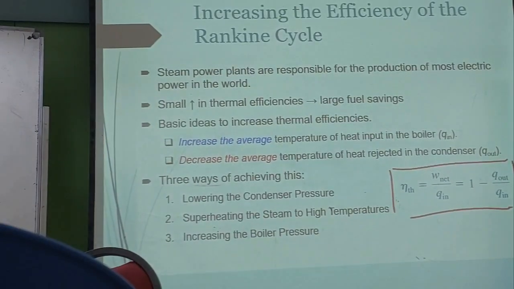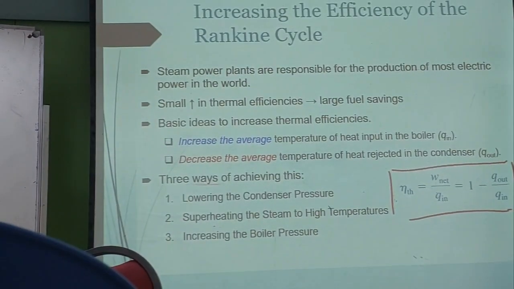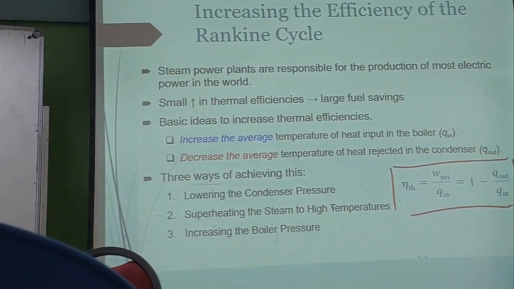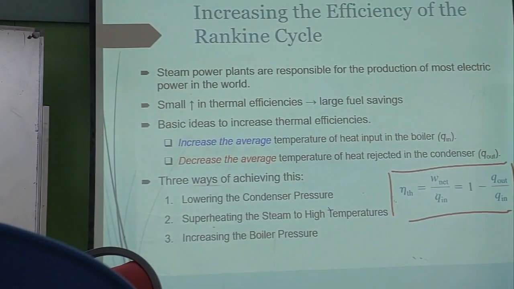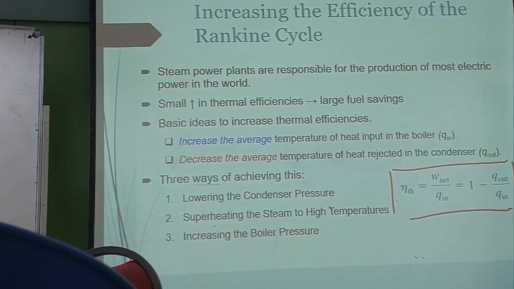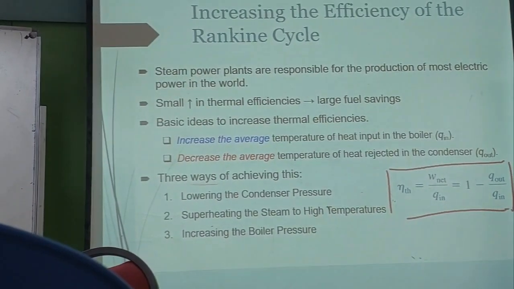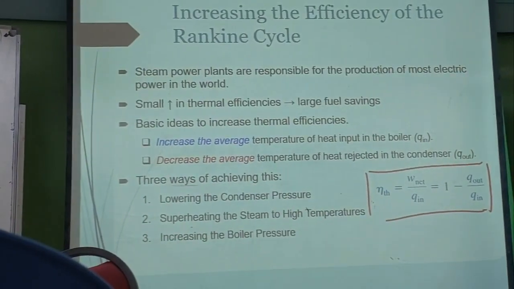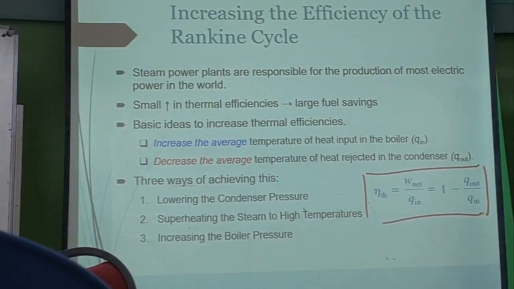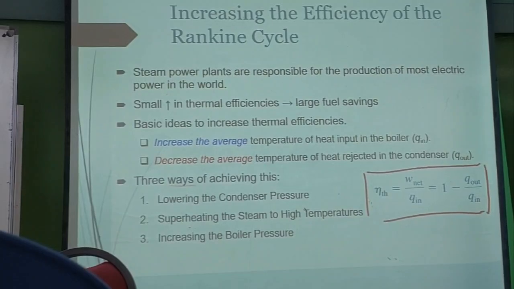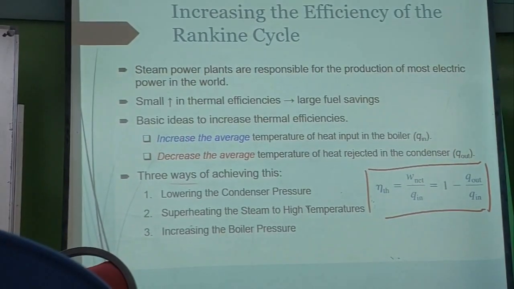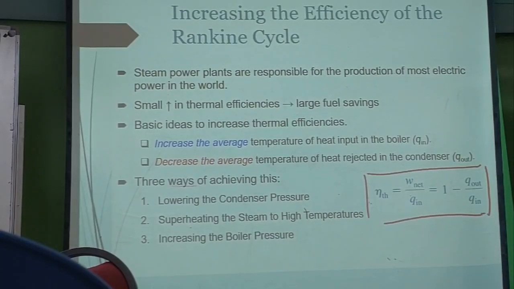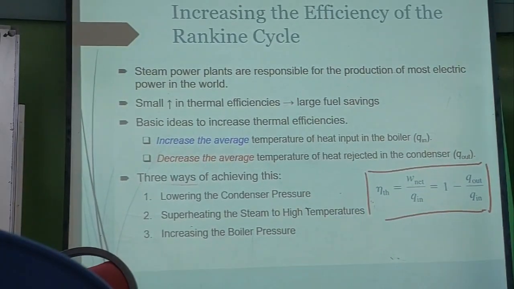So the three ways that we can achieve this are these. The first one is to lower the condenser pressure. If you lower condenser pressure, then you are rejecting heat at a lower average temperature, because the whole line will get cooled down. Second, superheat the steam to a higher temperature. This one is very straightforward. Third, increase the boiler pressure. So this one you are moving your entire line up. Okay, we look at them one by one, visually also.